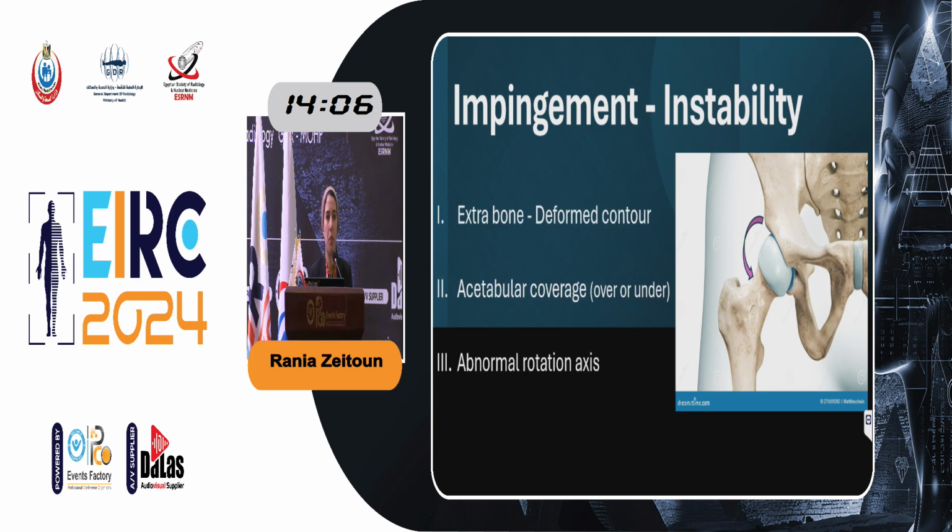So in order to simplify things, I like to classify the reasons of the young adult hip pain into either the presence of an extra bone, a deformed bone contour, abnormality of the acetabular coverage, whether it is over or under coverage, or an abnormal rotation axis of the lower limb.